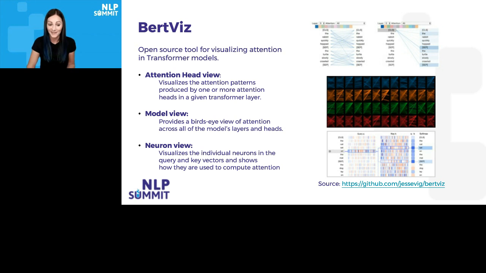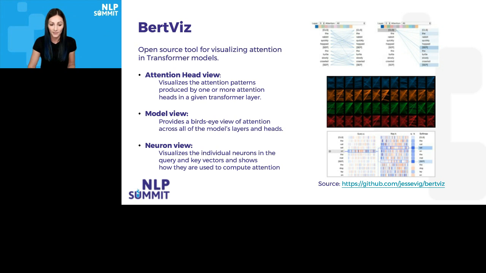So let's start with the visualization. And here's actually an open source tool that created those forms of visualizations. One is the attention head view, which is exactly what I quickly showed you already, where you see the input tokens and where it attends to depending on the attention head you're in. Then there's a model view, which shows all of the attention heads across all the layers, the middle picture here. And then you can also have a neuron view, which visualizes the individual neurons in the query and key vectors to show how they are used to compute the attention.